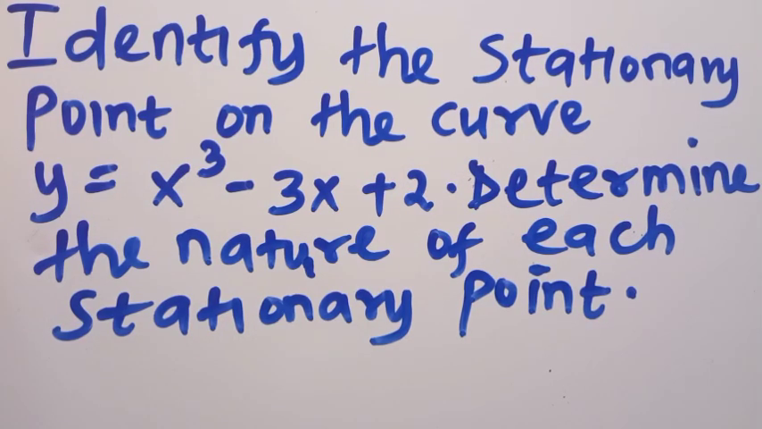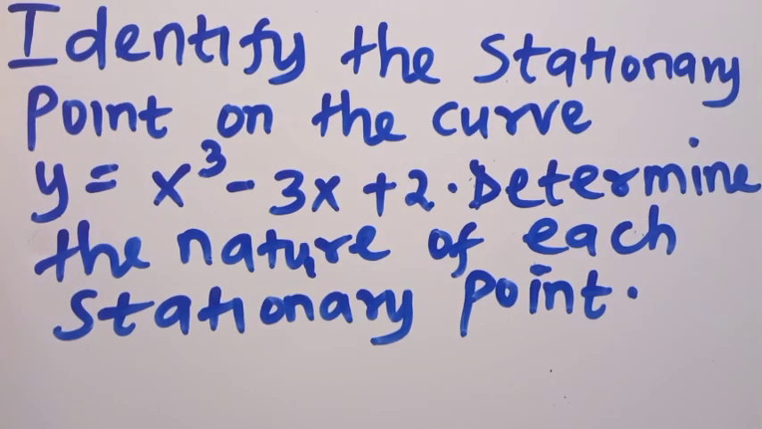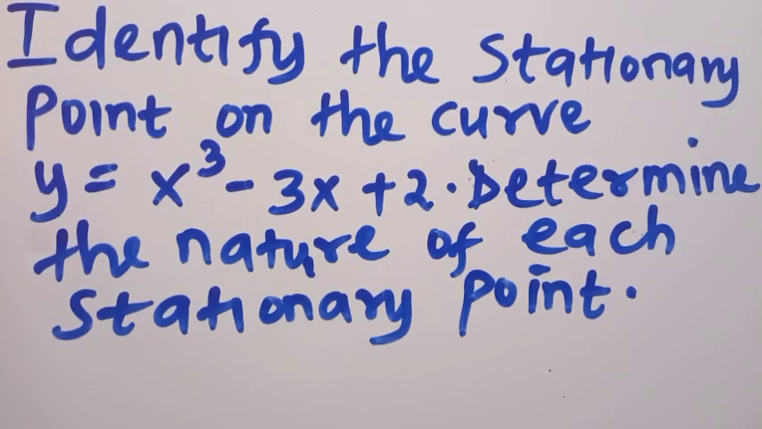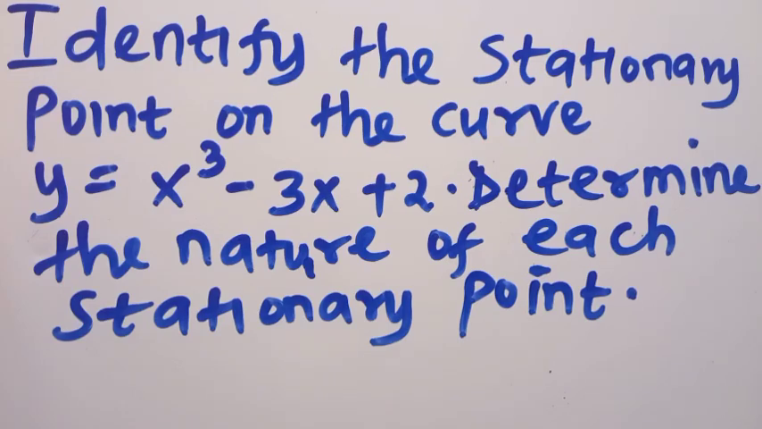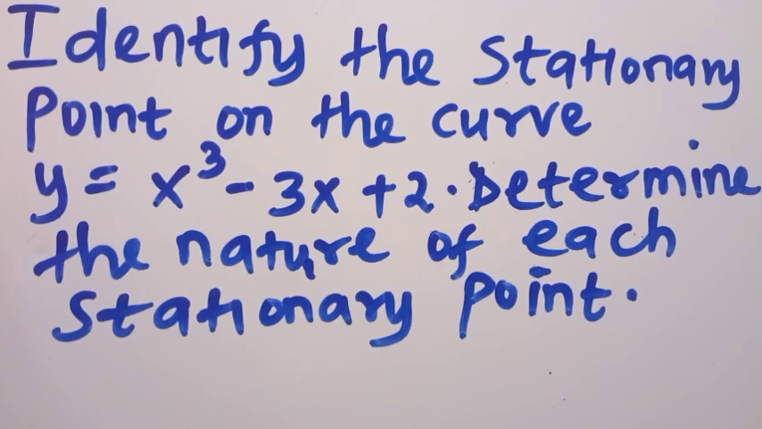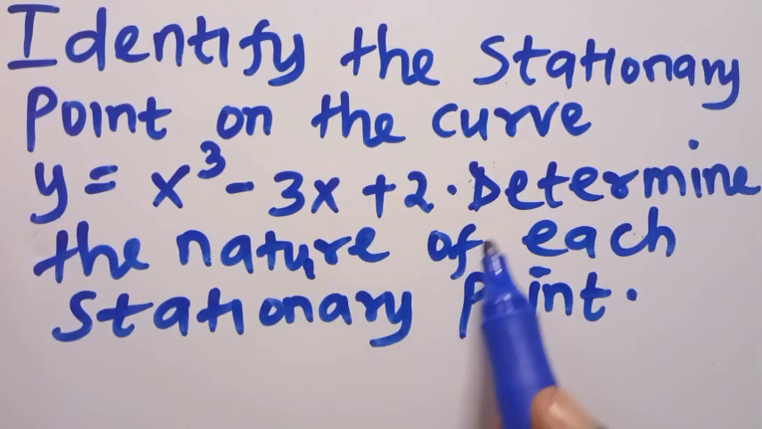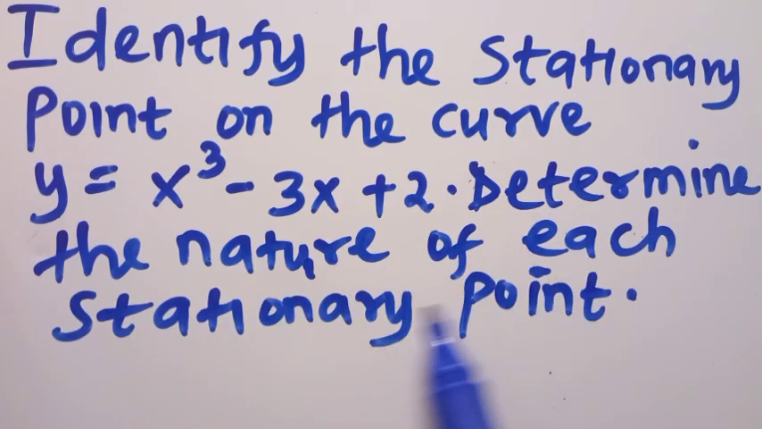Ladies and gentlemen, I want us to have a look at this question. This question is from the topic of differentiation, and specifically from stationary points. The question is: identify the stationary points on the curve y equals x cubed minus 3x plus 2. Determine the nature of each stationary point. It tells us to determine the nature of each stationary point.